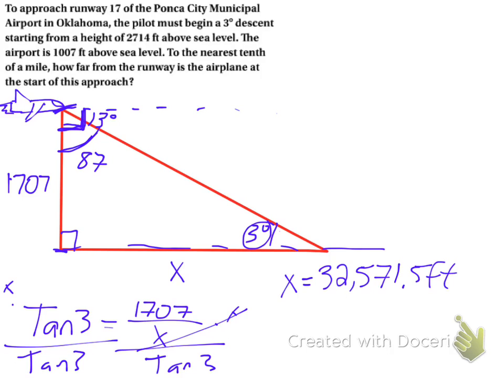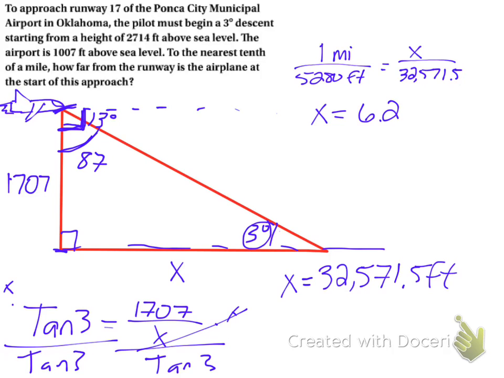And again, it wanted that in miles, and so what I can do is set up a proportion. So 1 mile is 5,280 feet, and so I want to know how many miles are in 32,571.5 feet. And so, again, cross multiply and divide, I get 6.2 miles.